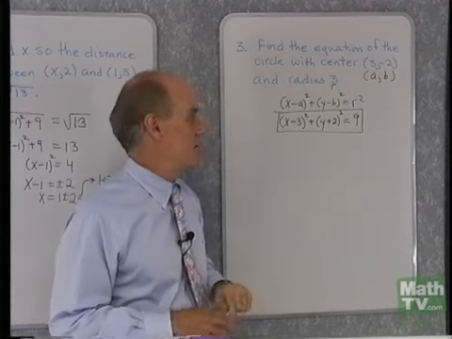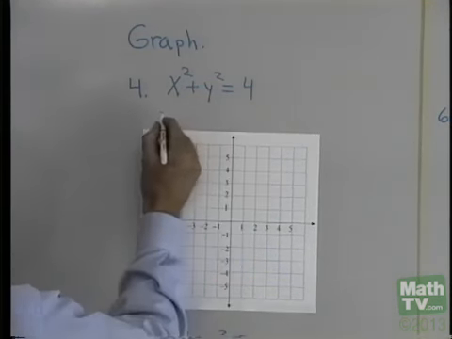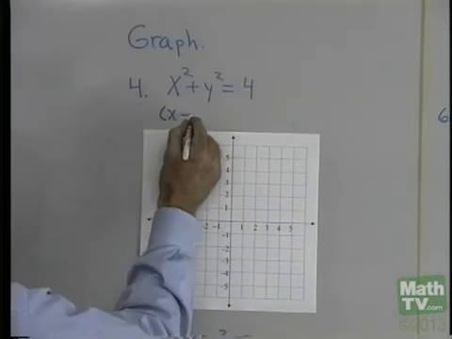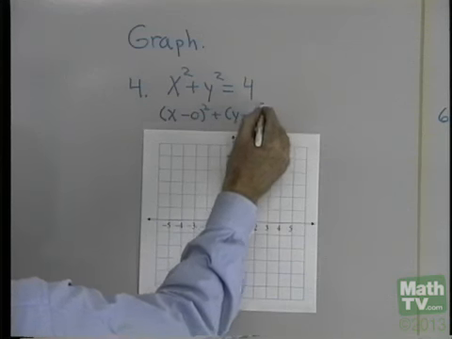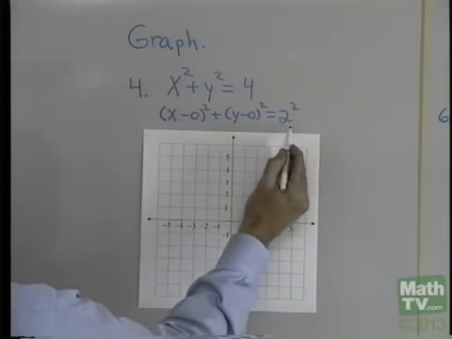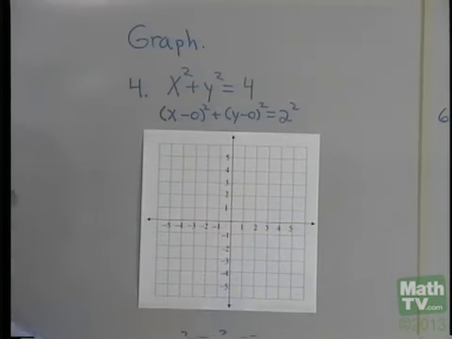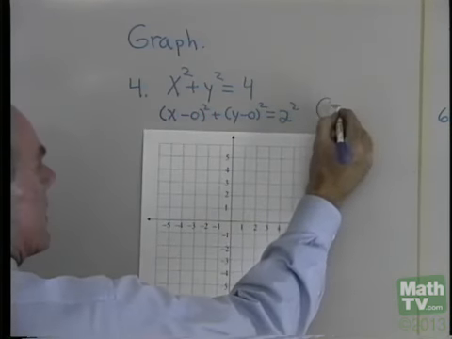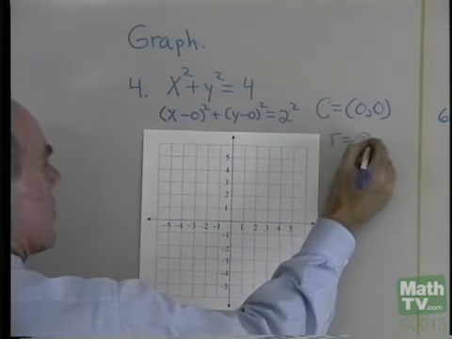What I want to do next is graph a couple of circles. I'm going to graph the circle x squared plus y squared is equal to 4. Now this has the form (x - 0) squared plus (y - 0) squared is equal to 2 squared. So I can tell by looking at it this way that the center is going to be at (0, 0). The center is at (0, 0), and the radius is equal to 2.